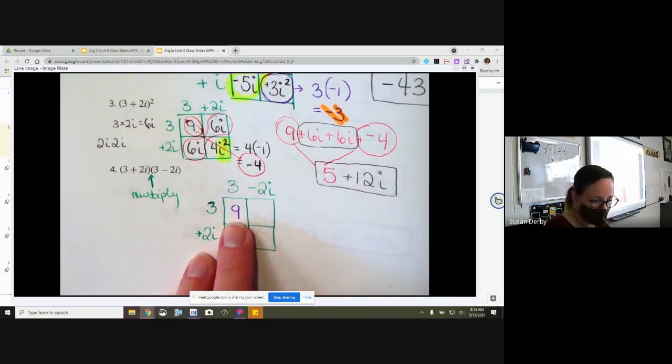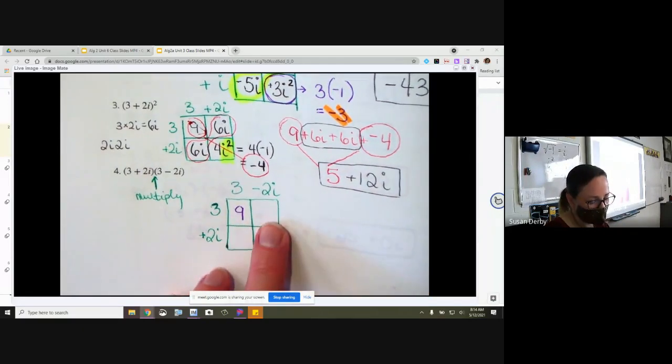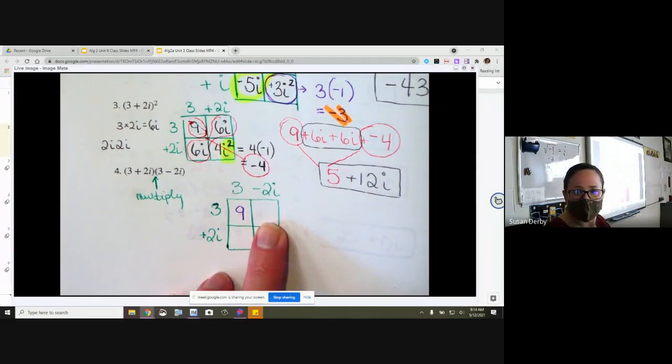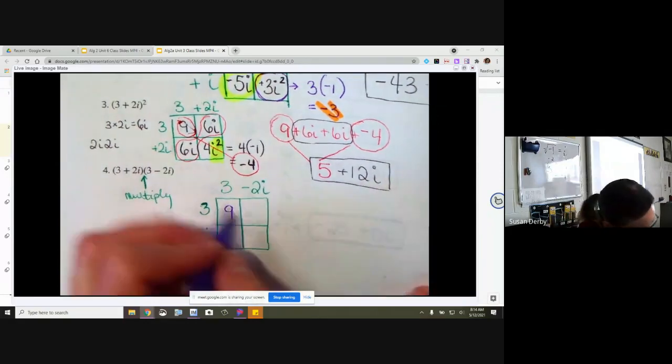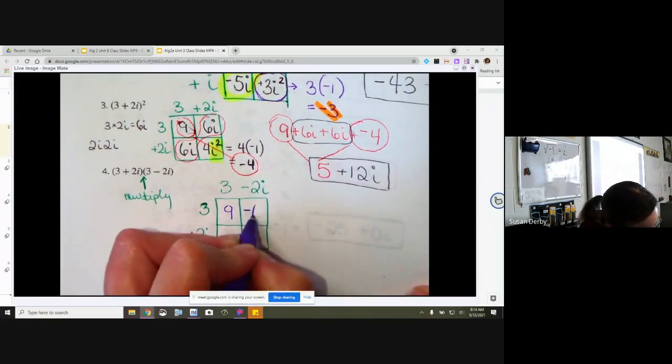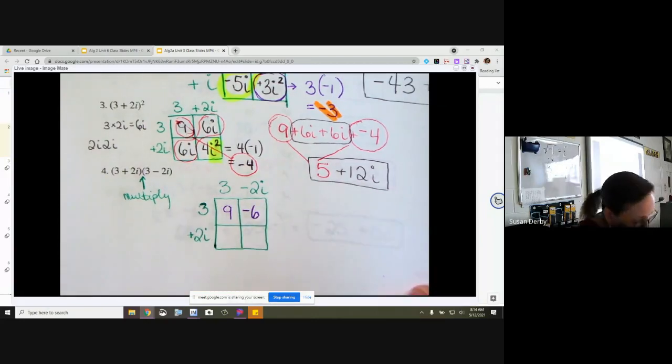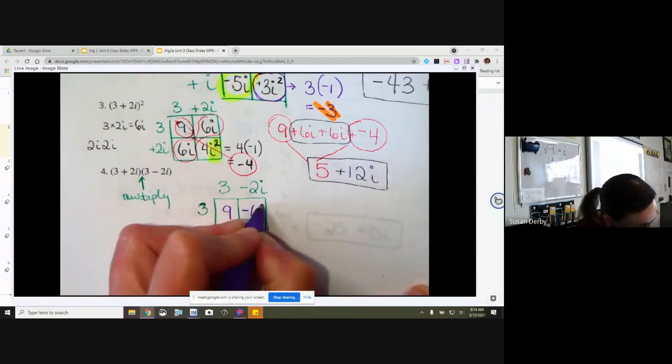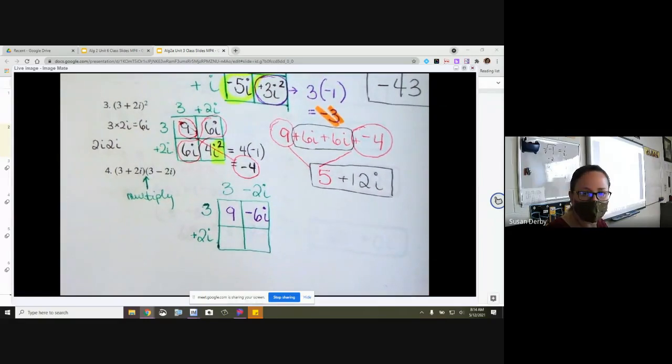I'm agreeing with Aiden so much. Emma's going to tell us the top right box. -6. Wonderful. All right, -6. We got one more thing that goes in there. What else is going to go in there? I. Nice. Good catch. -6i is going to happen there.